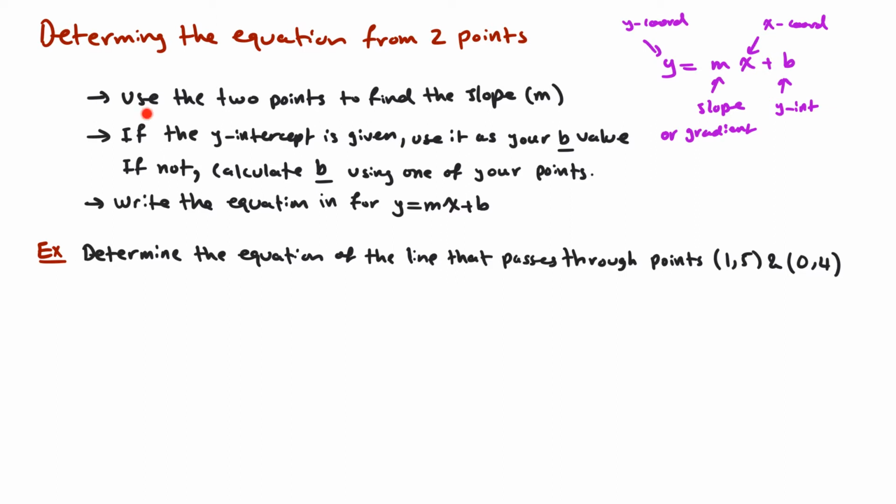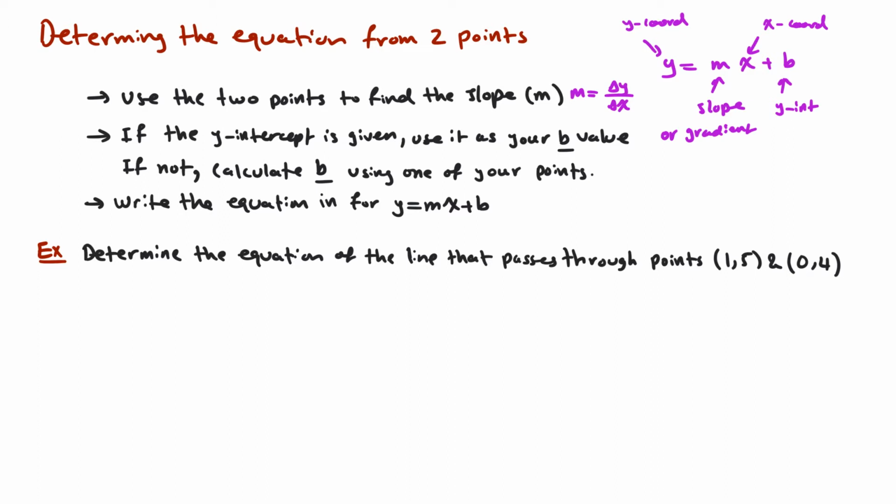So first thing we do is we use the 2 points to find the slope, and we already know the equation for the slope, and that's the change in y over change in x, or y2 minus y1 over x2 minus x1. So we can use that, and let me just write that in. So m is equal to delta y over delta x.